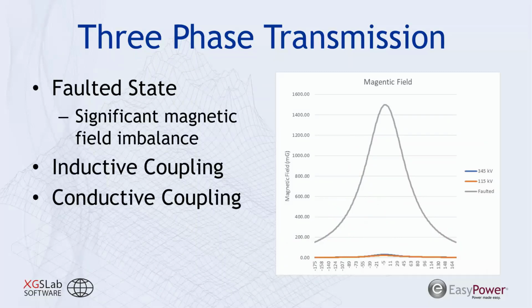Now that's all with balanced three-phase operation. In a situation where you have a fault, you end up having a significant phase current imbalance, which results in significant magnetic field strength from one of those phase conductors. And that's going to result in a much more significant inductive coupling as well as conductive coupling occurring during a faulted state. And that can dramatically affect the induced voltages and conductive voltages on your recipient object.